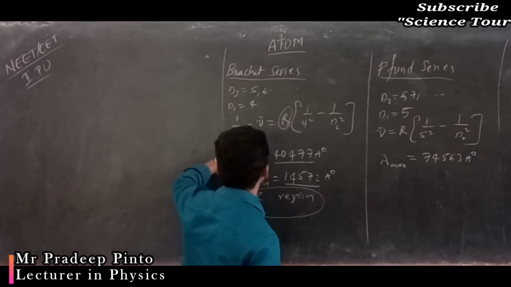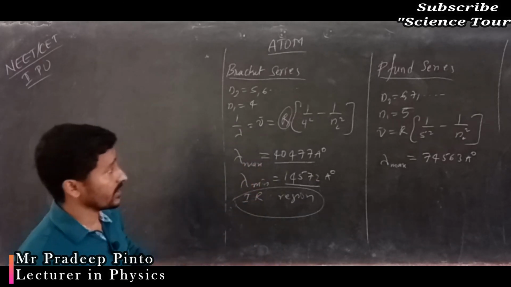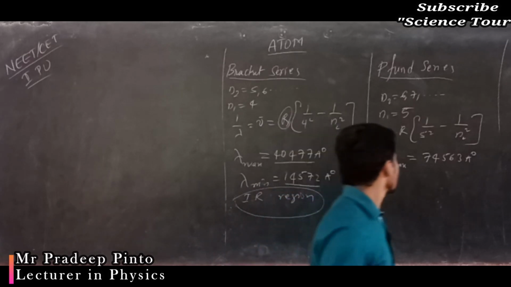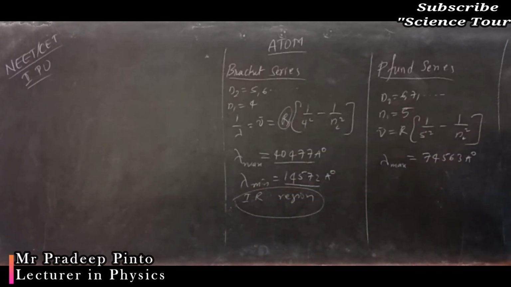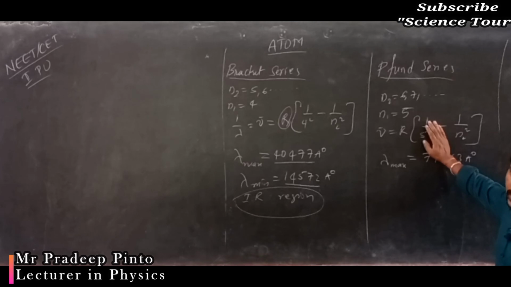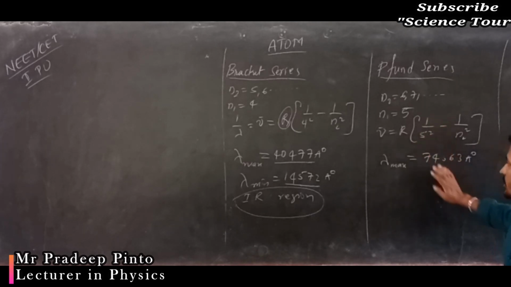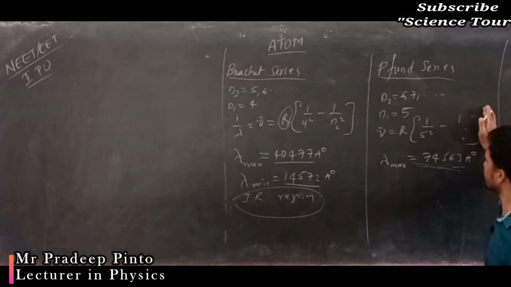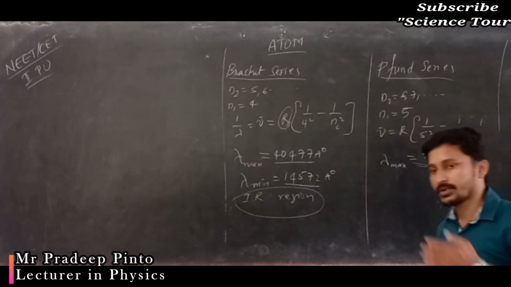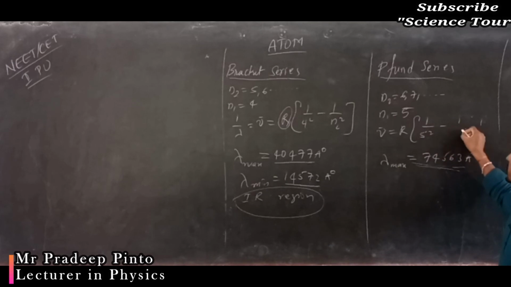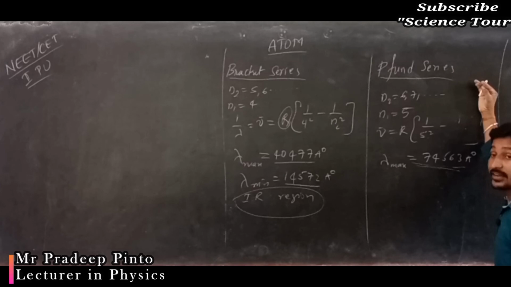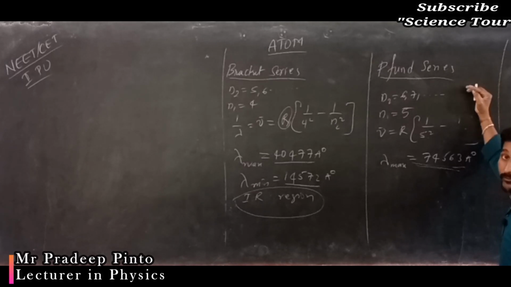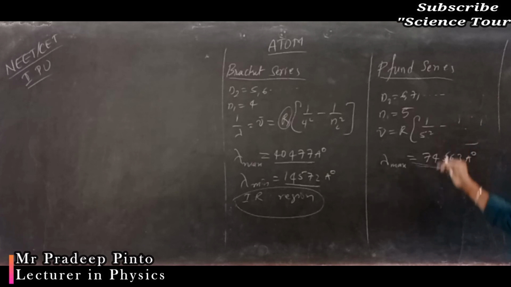Okay. So this is the Paschen, Brackett, and Pfund series again, that is nothing but for the fifth order, any of the higher orbit electrons are going to jump to the fifth order, then you get lambda maximum as 74563 angstrom. Lambda minimum you can calculate by eliminating this. So remember, lambda maximum means the immediate jump, that is 5 to 6, and lambda minimum means it jumps from infinite order.